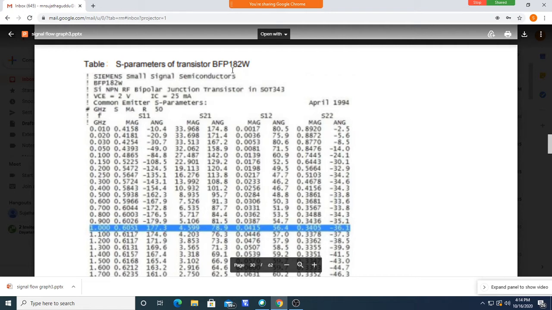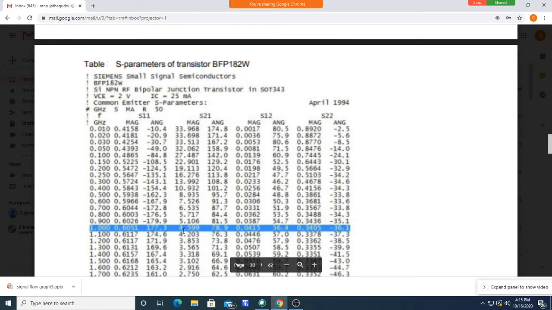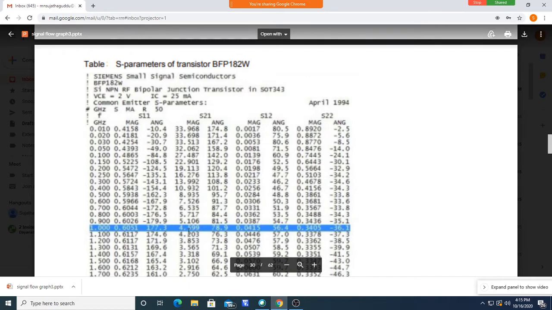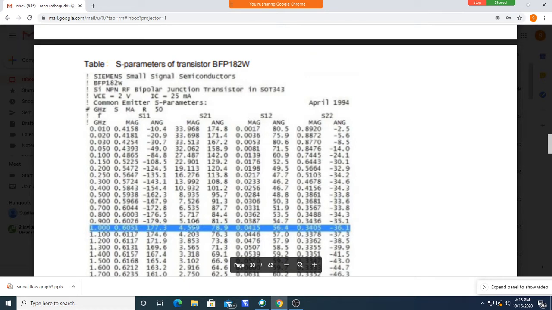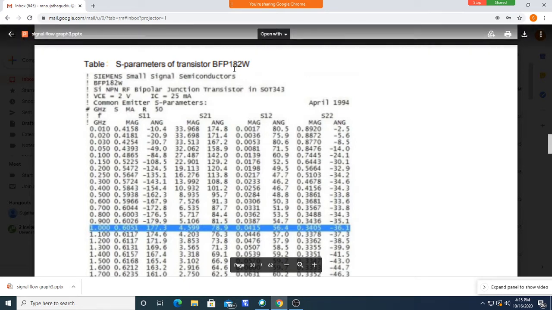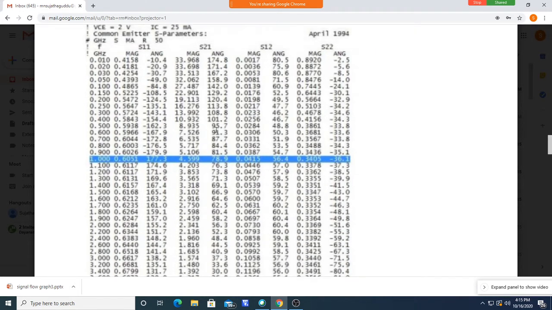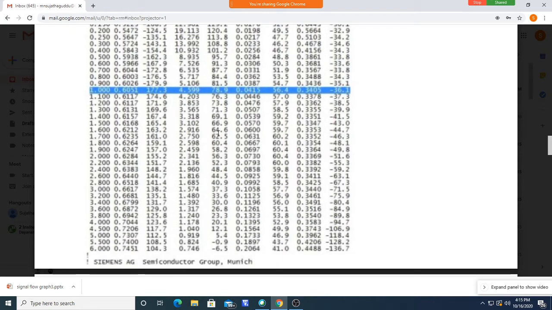There are a lot of manufacturing companies, and they will provide data sheets based on your requirement. For example, at 1 gigahertz, which transistor gives more gain. If you want a gain of 10, S21 must be equal to 10, or it may be 20 if you want. Then you cannot choose this one; you should search for some other transistor. So like that you should choose based on the requirement.